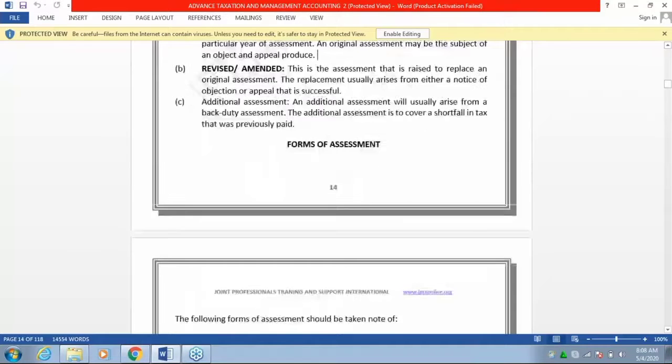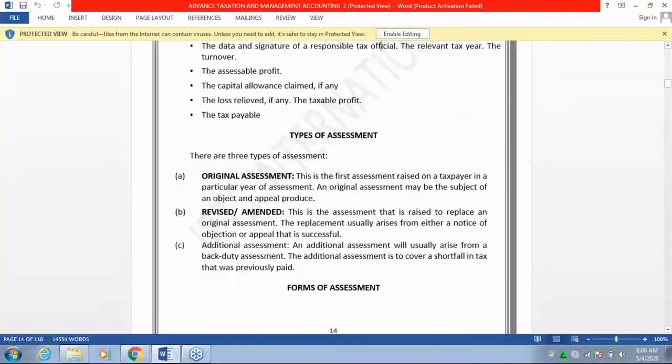What are the types of assessment? When we are talking of tax assessment, we have the original assessment, we have the revised or amended assessment, then we have additional assessment. Now, when we are talking of the original assessment, this is just the first assessment that is raised on the taxpayer in a particular year of assessment. An original assessment may be subject to an objection or an appeal procedure.